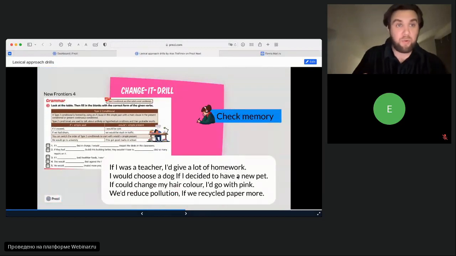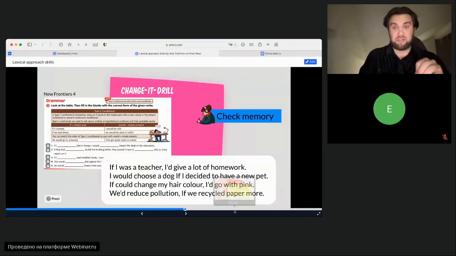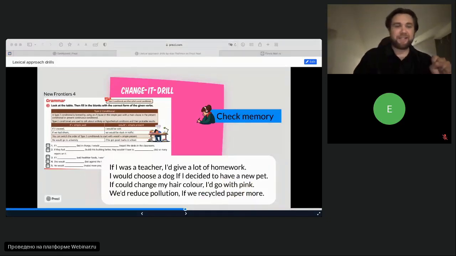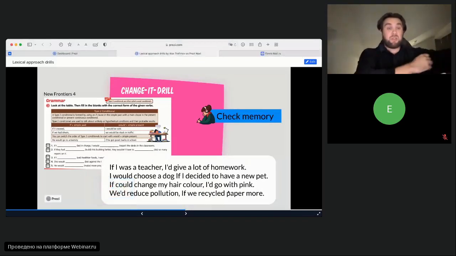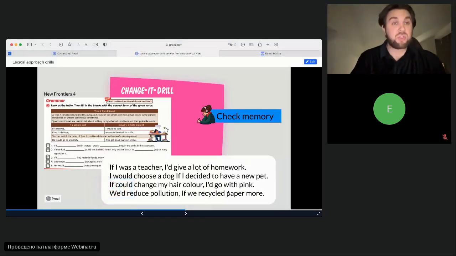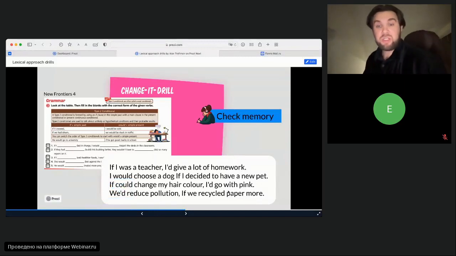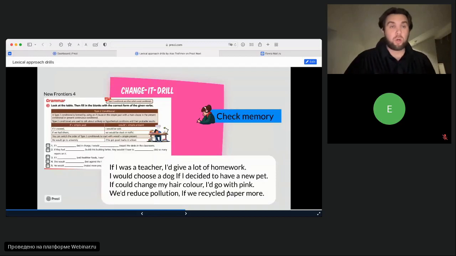And I have an example for a high level, but it can be easily done for low levels as well. So we have a screenshot again with some grammar for conditional type 2. And I have prepared sentences for my students. And thank you that everything is clear, I can see that. And I'm asking my students to change the sentences so they're true to them or to their opinion. And I read, "If I was a teacher, I'd give a lot of homework."